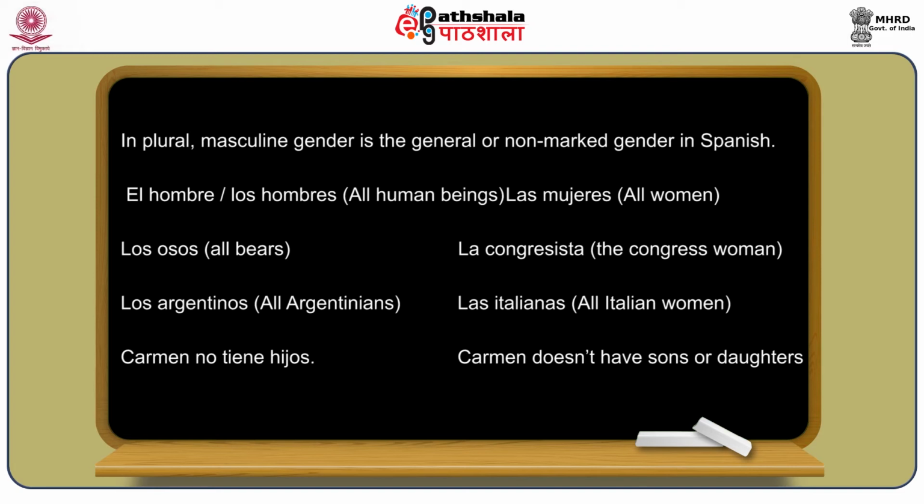Now, one more example. For example, Carmen no tiene hijos. Now, hijo, as you know, is son, and hija is daughter. But hijos will include both sons and daughters. So Carmen doesn't have sons or daughters. So it will include both the genders.